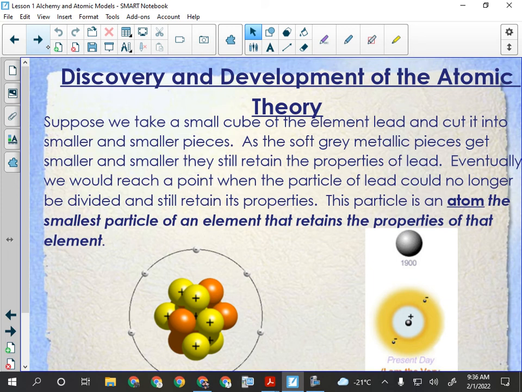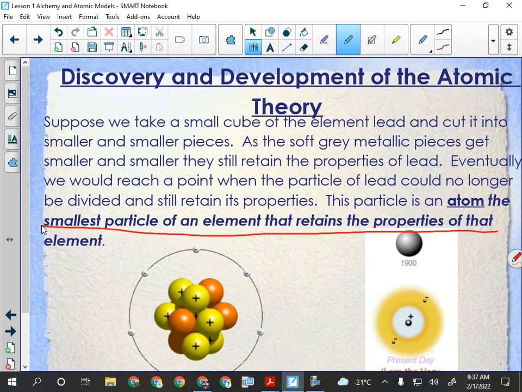All right, so the true definition of an atom is that it is the smallest particle of an element that retains the properties of that element. If I was to split an atom, and we can do that, it would no longer have those properties. It would become something else. All right, everybody okay with that idea?